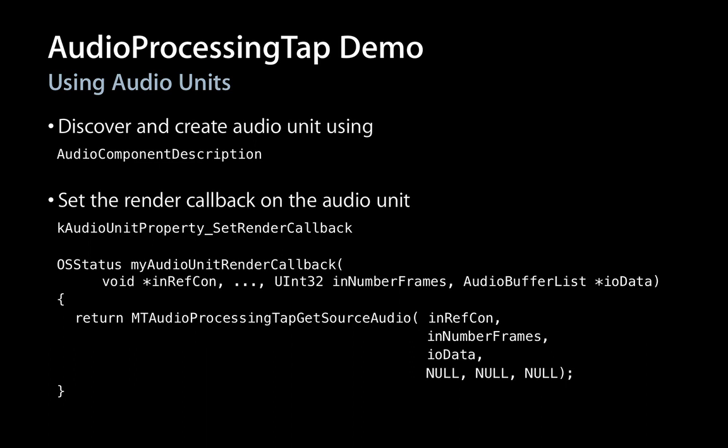In the render callback, it's really quite simple. Every time the audio unit calls you back and says, I need more audio to render the effect onto, all you need to do is call MTAudioProcessingTapGetSourceAudio to pull out those samples and then give them back to the audio unit for processing.